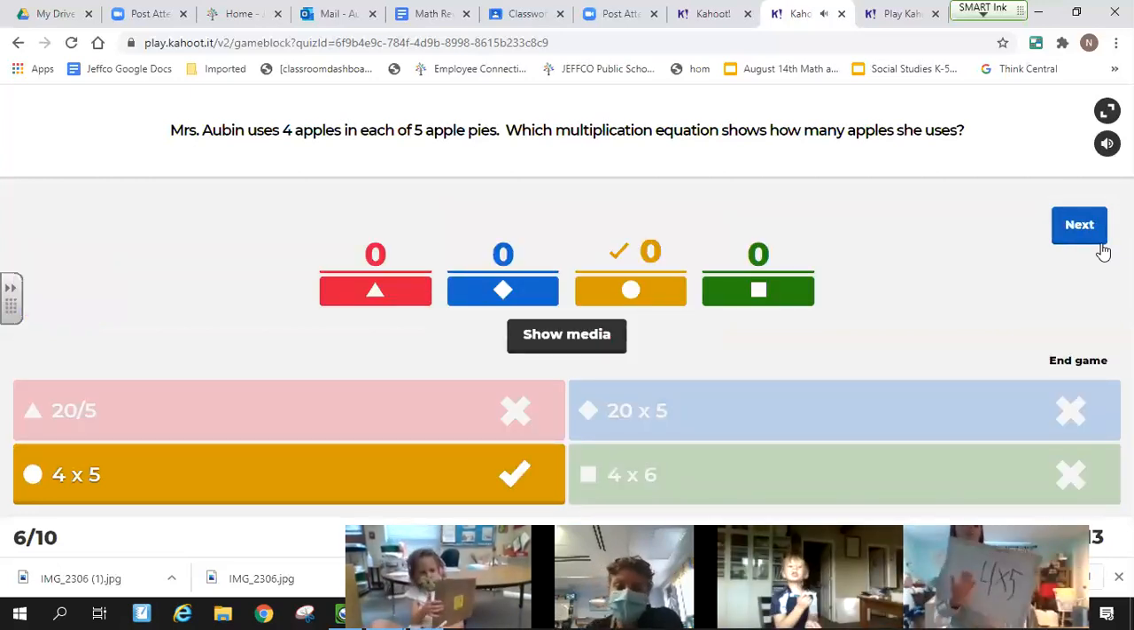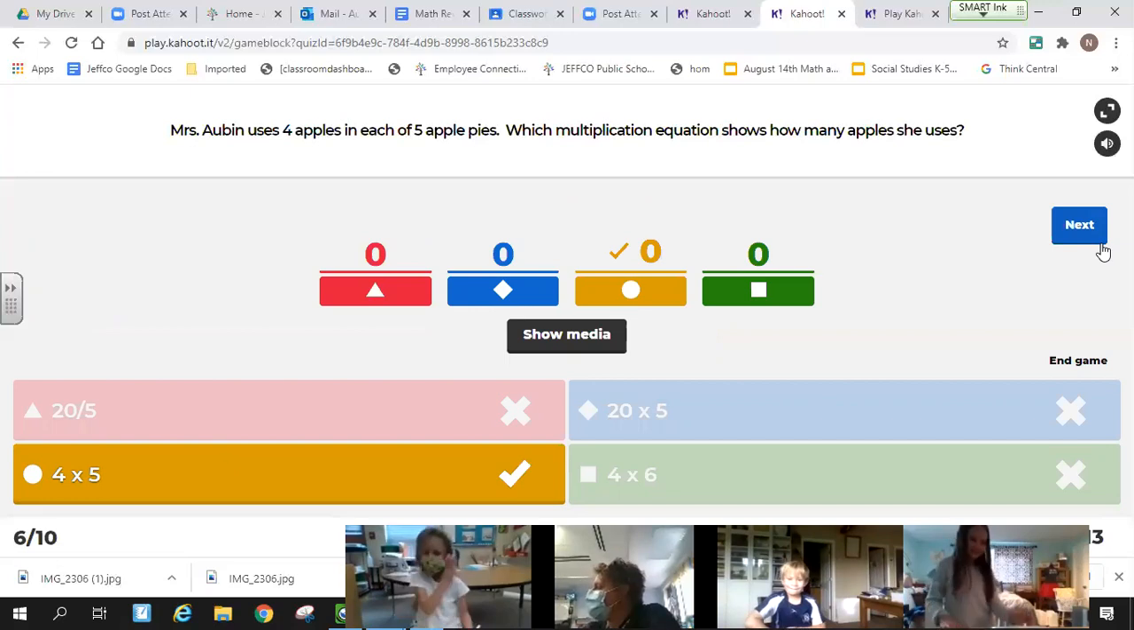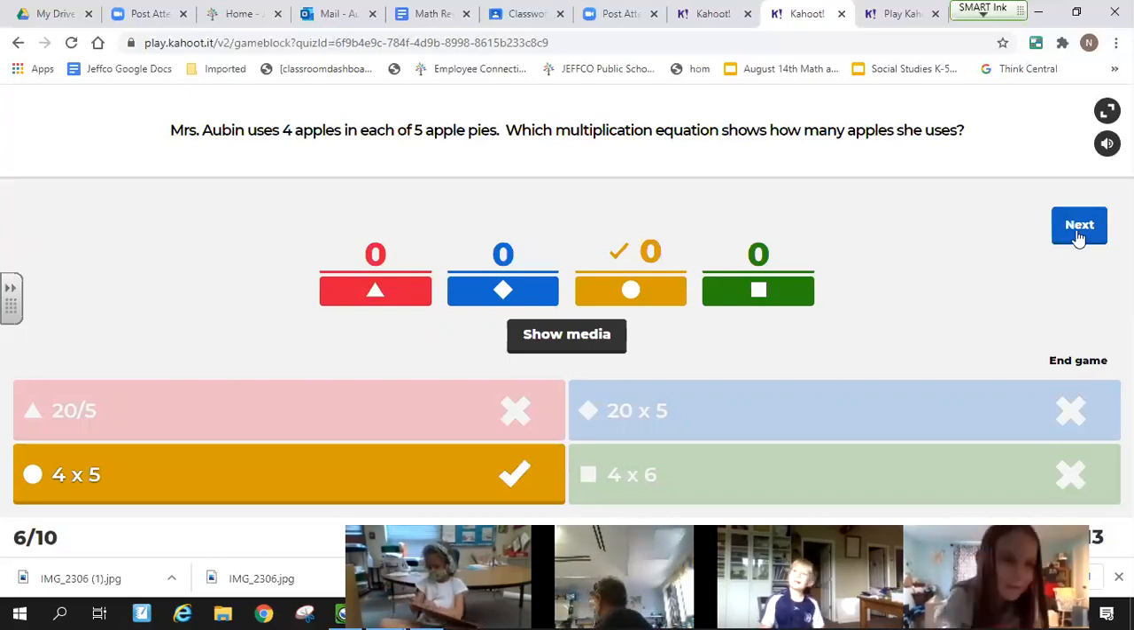If you said, good job, Astria. If you said 4 times 5, you were right because I have 5 apple pies. So it could have been 5 groups of 4 or 4 groups of 5. It doesn't matter. It was not a division problem. It was not dividing. We didn't have the total. We were looking for the total.